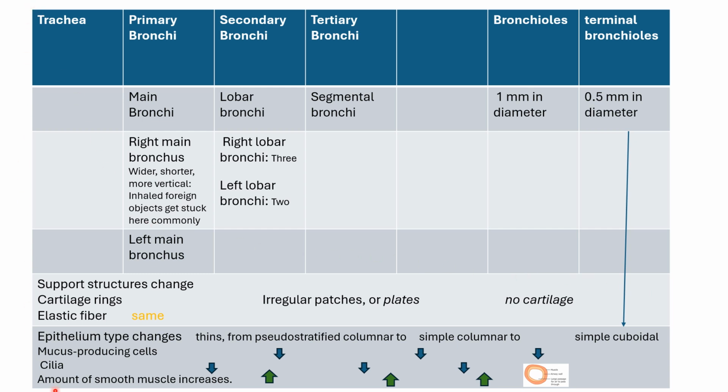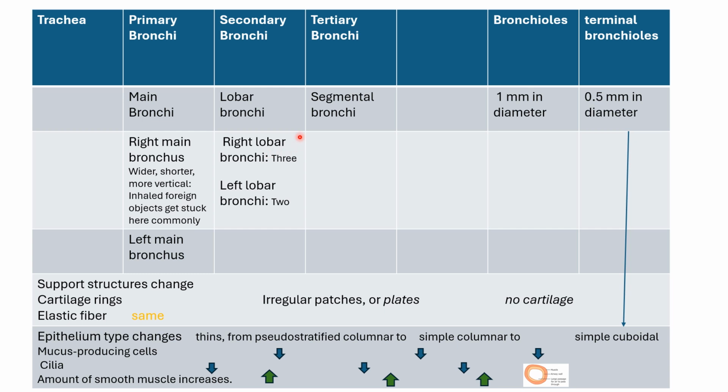This table summarizes what we already went over, and then there are a few more points. So let's see this table. First of all, we have the trachea. The trachea divides into primary bronchi. These primary bronchi are also known as main bronchi. The right main bronchus is wider, shorter and more vertical, and inhaled foreign objects commonly get stuck here. And then there is the left main bronchus. Then these primary bronchi divide into secondary bronchi. Secondary bronchi are also known as lobar bronchi.